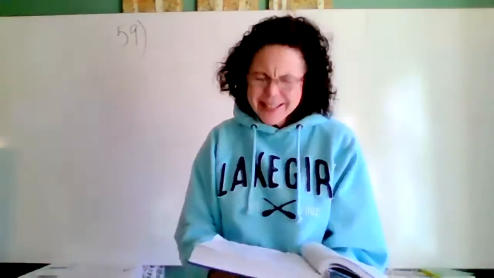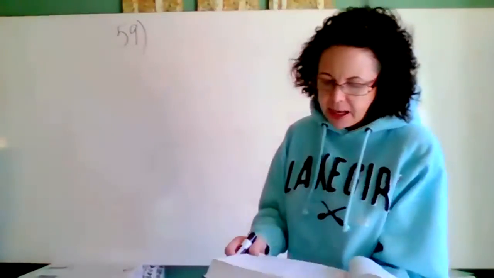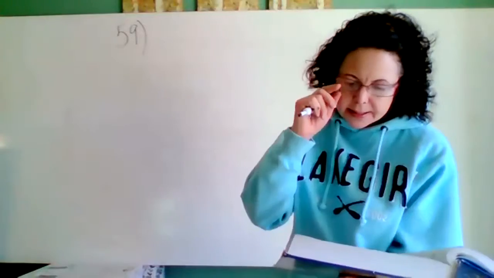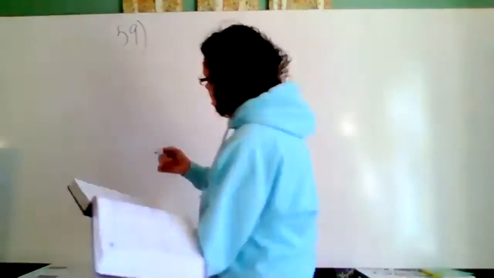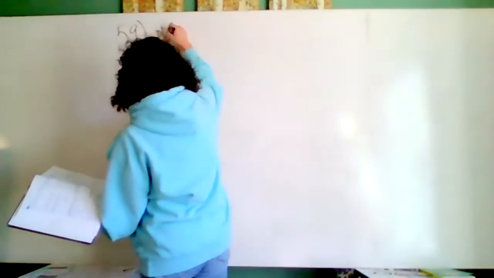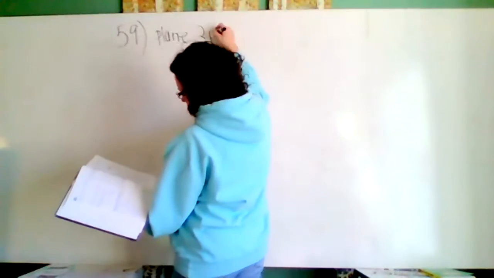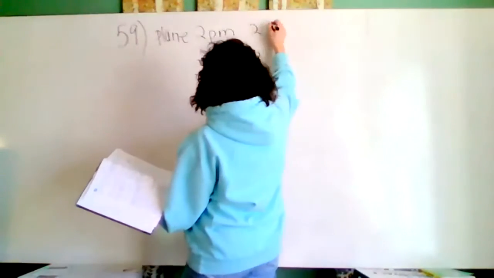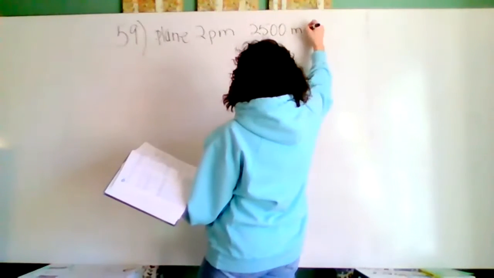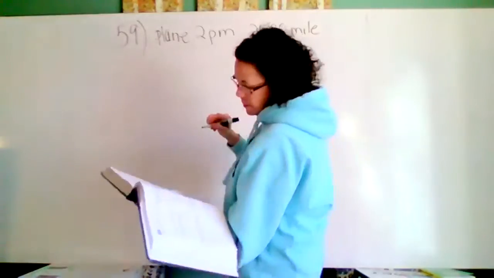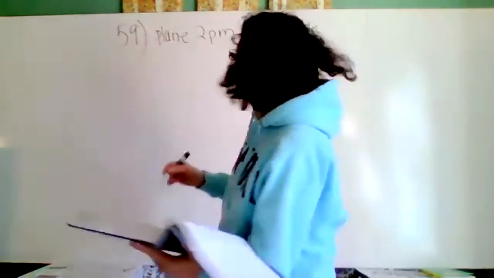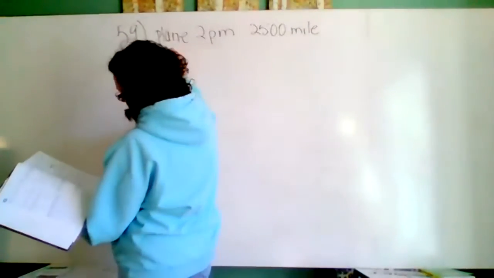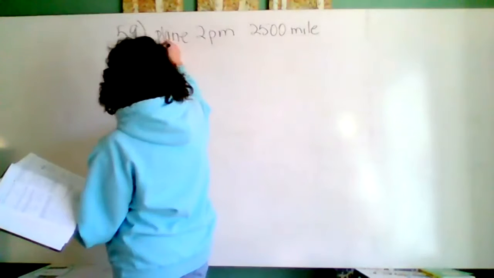And this is something like they would ask on the AP exam. A plane begins its takeoff at 2 p.m. on a 2,500 mile flight. After 5.5 hours, the plane arrives.